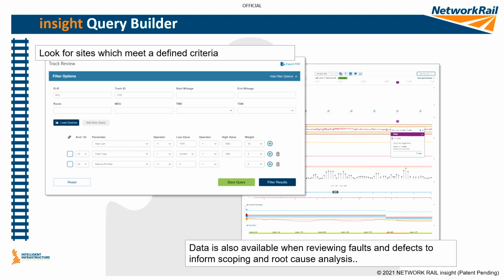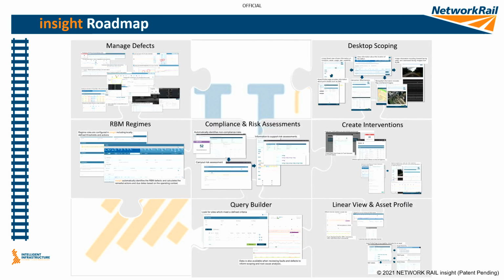And then we present that in the linear view. So you can say, right, this site matches those criteria, and then we can see what else is going on there. You can understand how it's impacting on different condition items and so on. So that's the query builder.